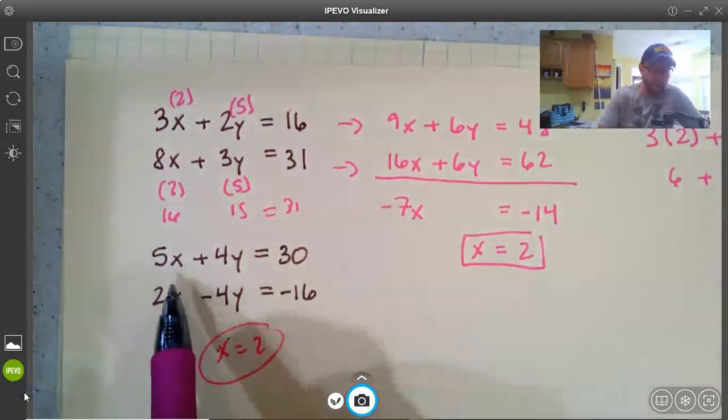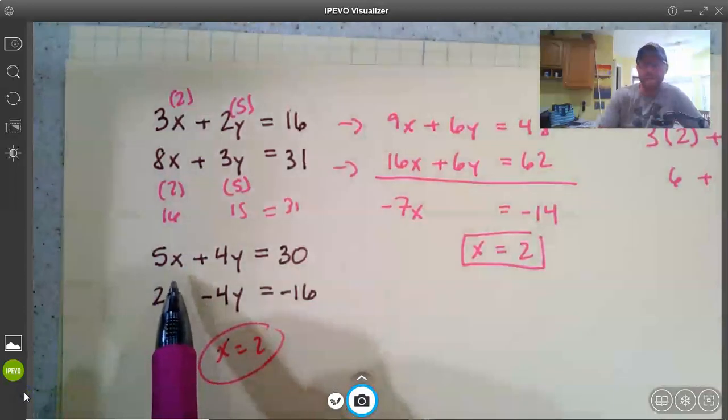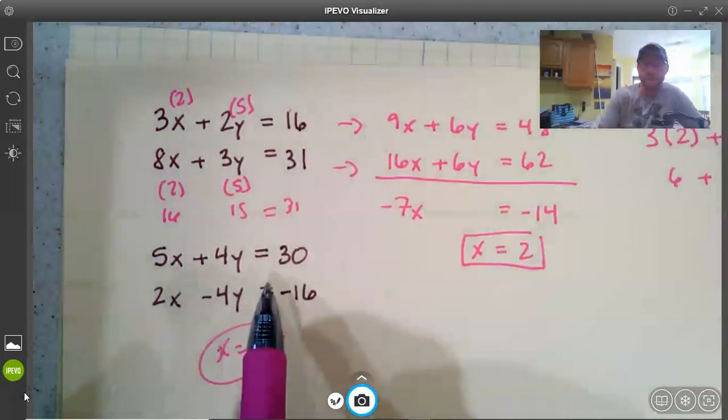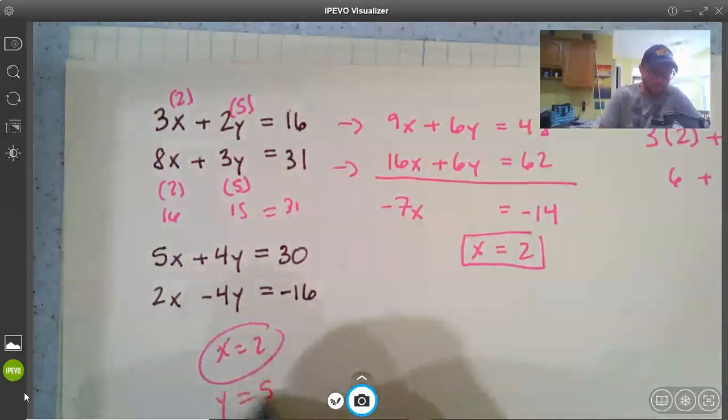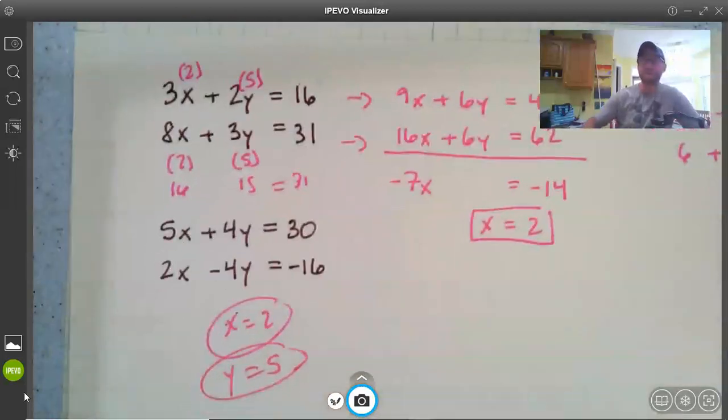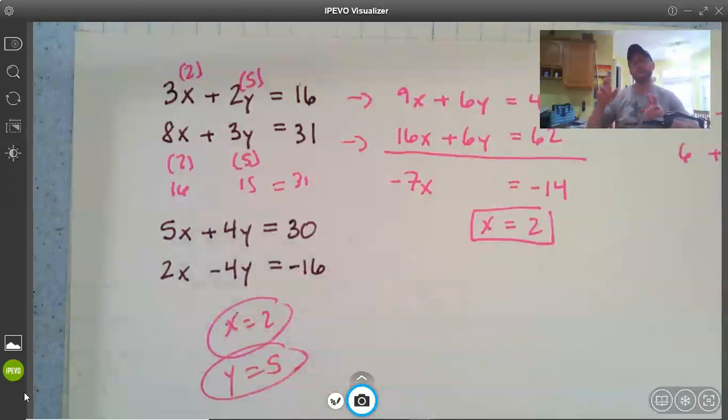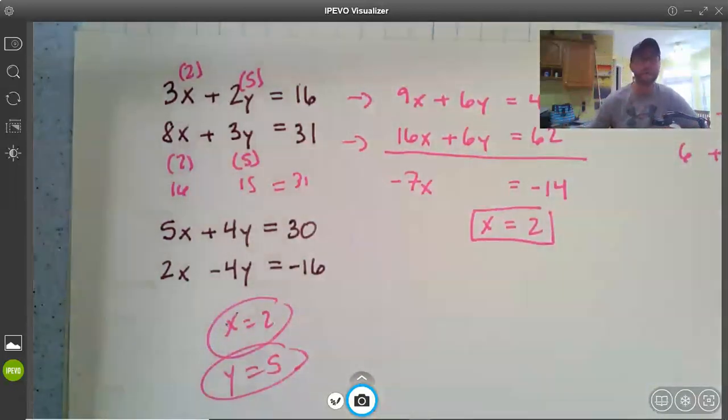And then let's see. I know if I plug in 2 here, I'll get 10. And I take away 10 from each side. That would mean 4y equals 20. So 4 times what is 20? 4 times 5. So y equals 5. So if you've already got matching or kind of matching coefficients, you can oftentimes just do all the math right up in your head. Good luck.